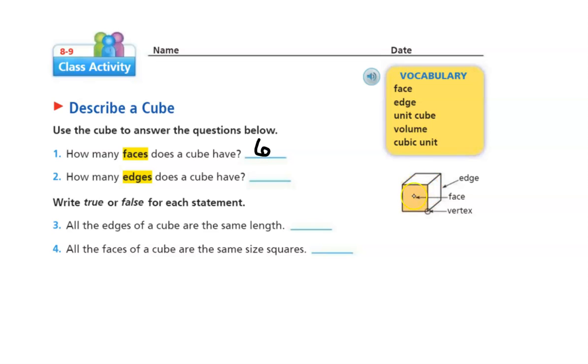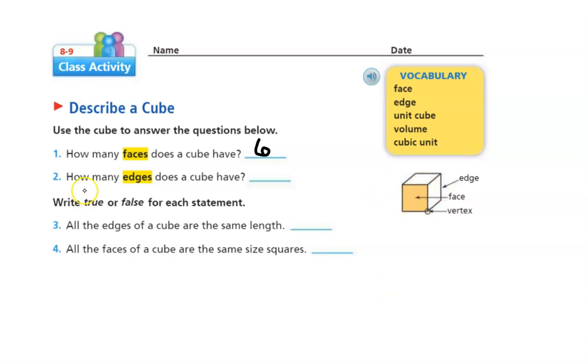So this is a good little picture example as well to show you if you want to take a look at that. So you'd have the front, the back, the top, the bottom, and the two sides, for 6 sides all together.